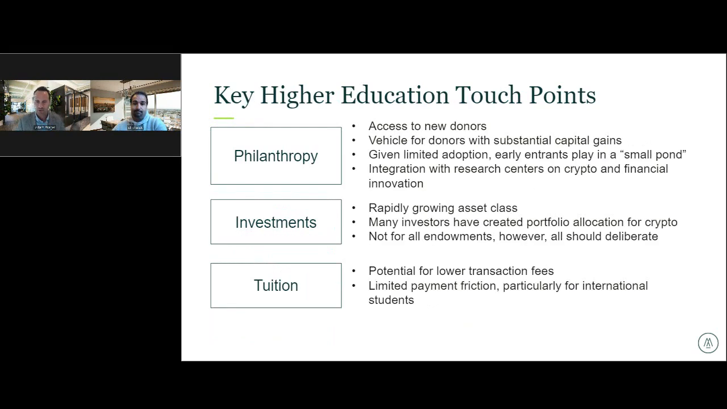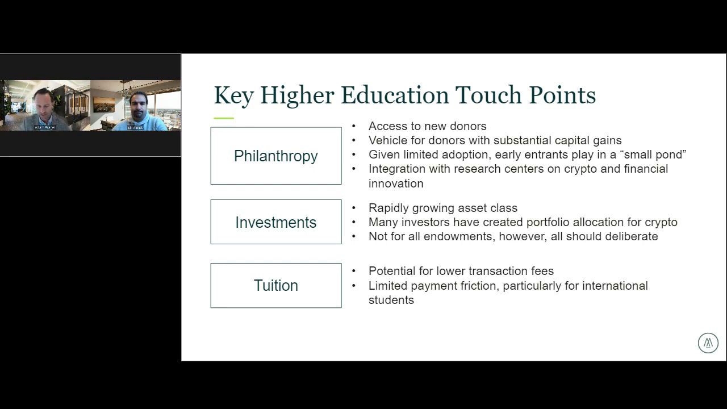In terms of where cryptocurrency touches higher ed and not-for-profit in the sector, it's really across these three buckets: philanthropy, investments, and tuition. I don't want to list all these out, but in philanthropy, there's obviously a lot of upside, a lot of pros. Most of the wealth, I don't want to say most of the wealth, that might be a misnomer, but certainly younger people have likely invested in crypto early, and so have seen a lot of capital gains in this area.